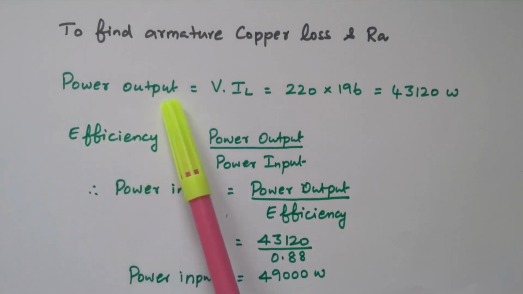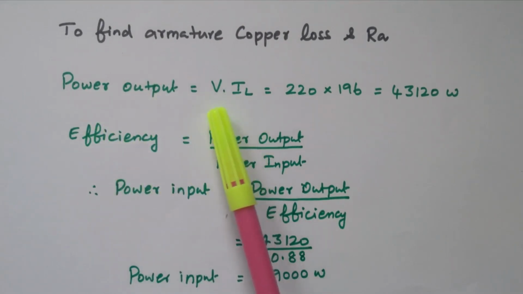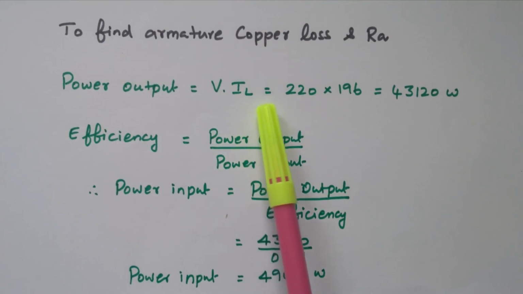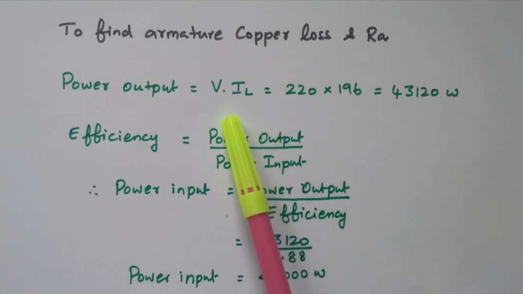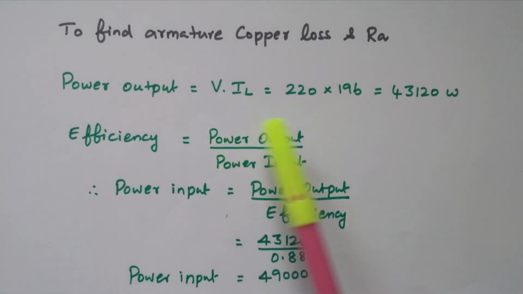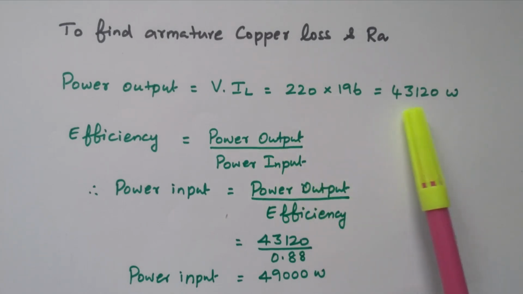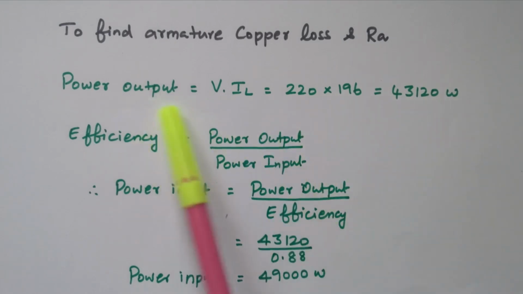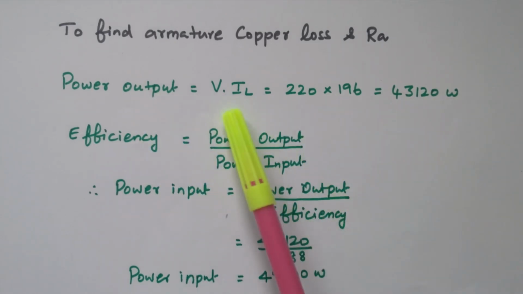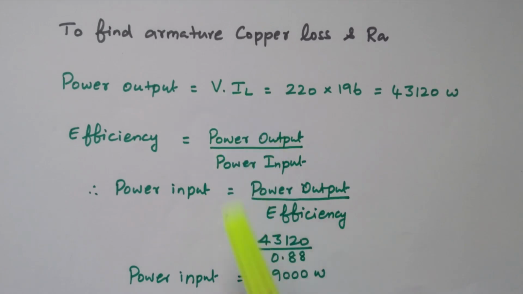So the power output is nothing but V into IL, because terminal voltage and load current is given, so that the final power output can be calculated. V into IL, 220 into 196, 43,120 watts. So this is the final output, calculated from terminal voltage and the load current.